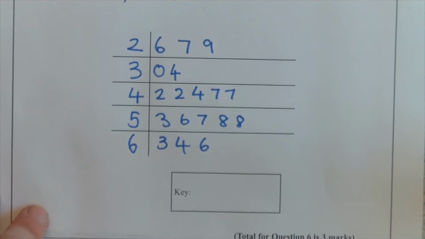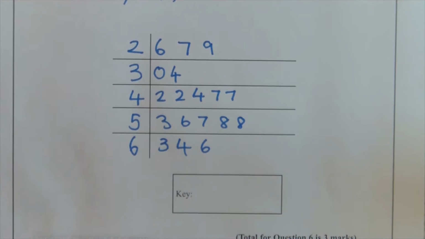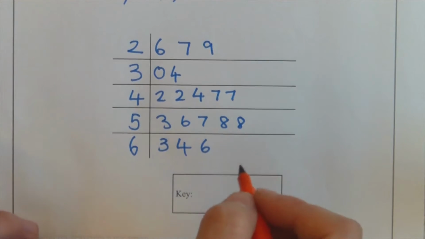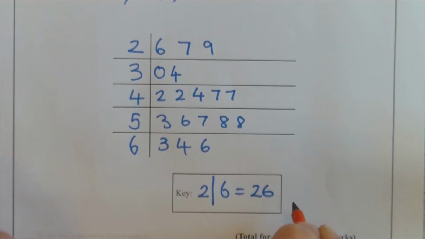Okay, so now I've drawn out my stem and leaf diagram. The question tells us you must include a key. You should know that anyway. They've even helpfully put this box down here for us. So key: 2 | 6 is equal to 26.